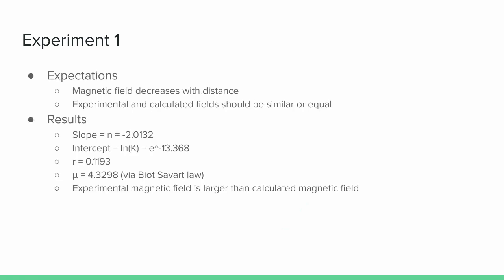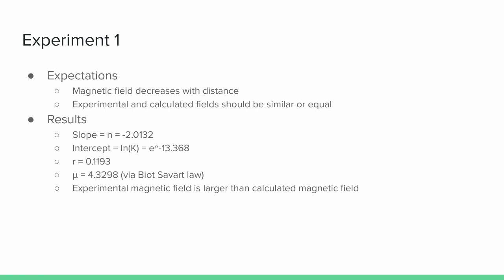The expectations of this experiment are that the magnetic field should decrease with distance, and the experimental and calculated fields should be similar or equal. However, the experimental magnetic field is larger than the calculated magnetic field.